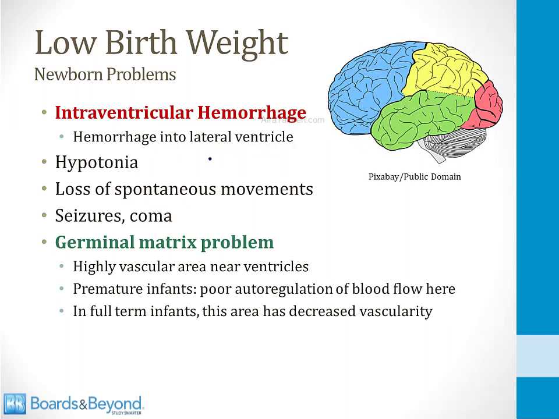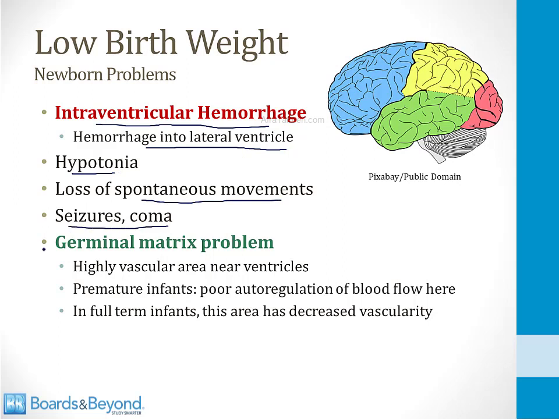Low birth weight babies are also at risk for a special type of cerebral hemorrhage called intraventricular hemorrhage. This is hemorrhage into the lateral ventricle, and I talk about this disorder in the neuro video on intracranial bleeding. It is a special type of intracranial bleeding that occurs in low birth weight babies. These babies will develop hypotonia, they will develop a loss of spontaneous movements, and they can develop seizures and coma.